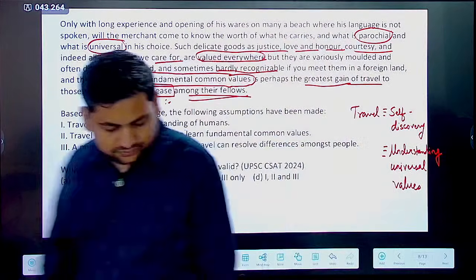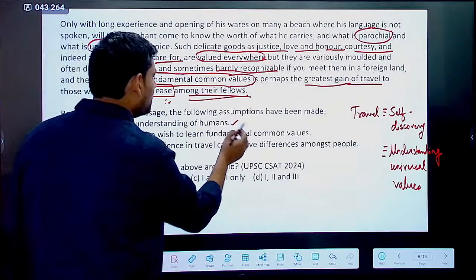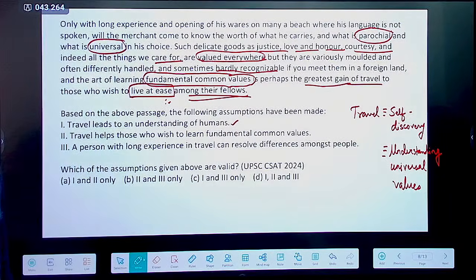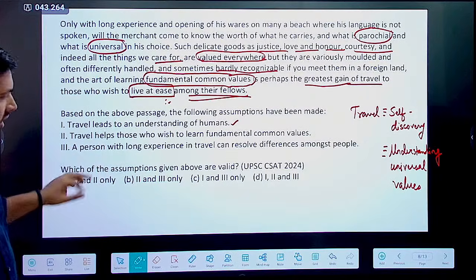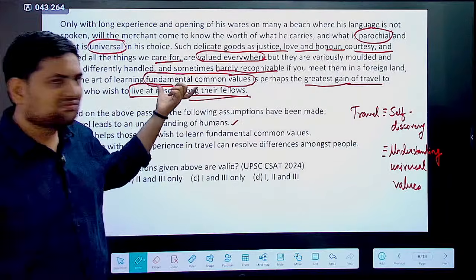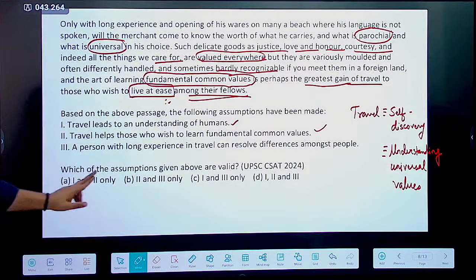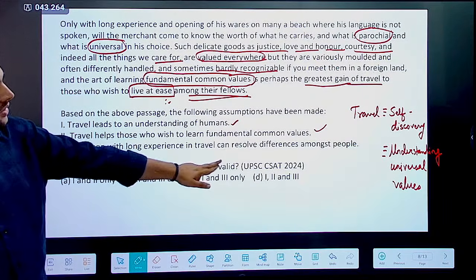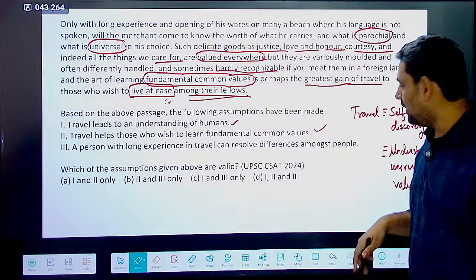Now let's read the statements. Travel leads to an understanding of humans. You're understanding the core human values, how they work, everything. So this is correct in general. Then, travel helps those who wish to learn fundamental common values. Exactly mentioned, correct. Then, a person with long experience in travel can resolve differences amongst people. Many people marked this right. This is wrong.